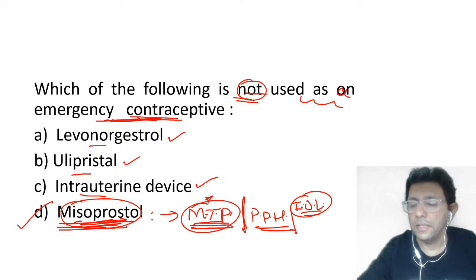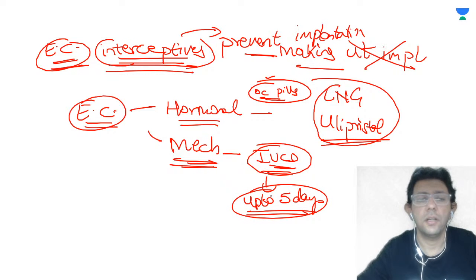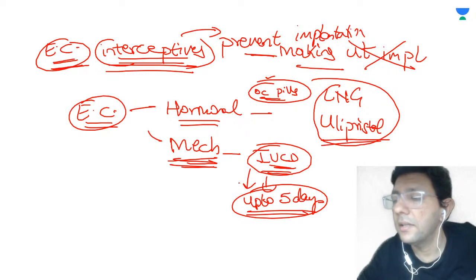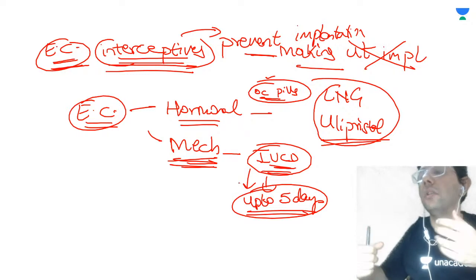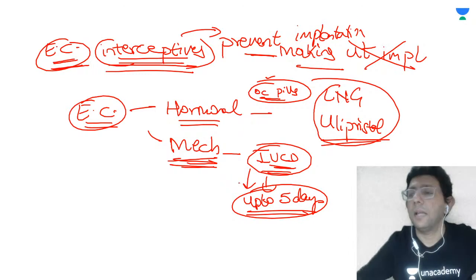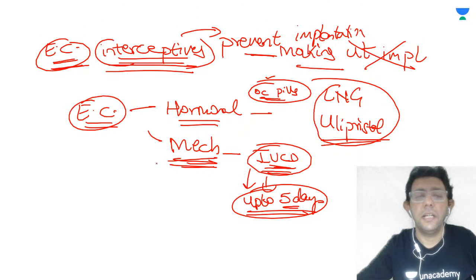Now the IUCD can be inserted up to 5 days. So the emergency window is up to 5 days following sexual intercourse. The mechanical IUCD can be inserted up to then. It's very important, because when does implantation take place? Implantation takes place on the 6th day following fertilization. So even if we insert an IUCD up to 5 days, it will work.